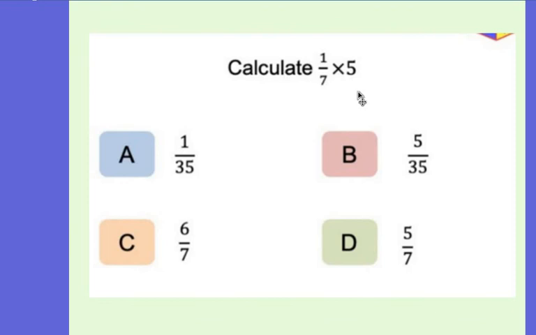Quick multiple choice for you. Can you calculate 1/7 times 5, please? Okay, so we need 5 bars. Each of those bars has got 1/7 in it, so we should get D, 5/7. Well done if you got that right.